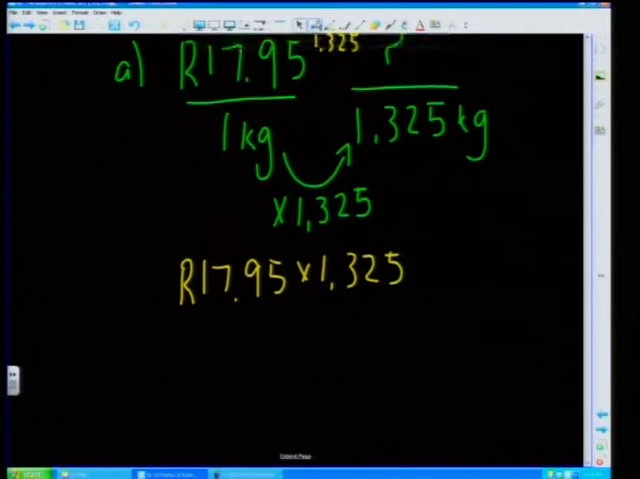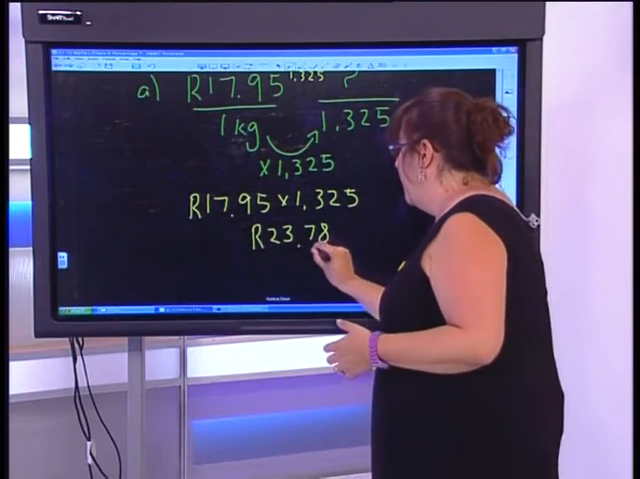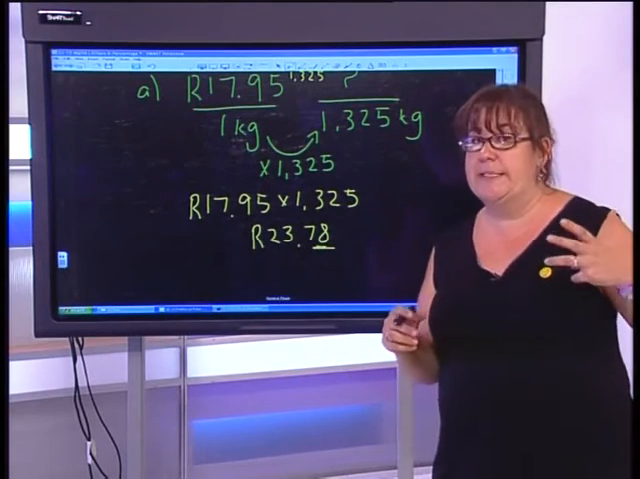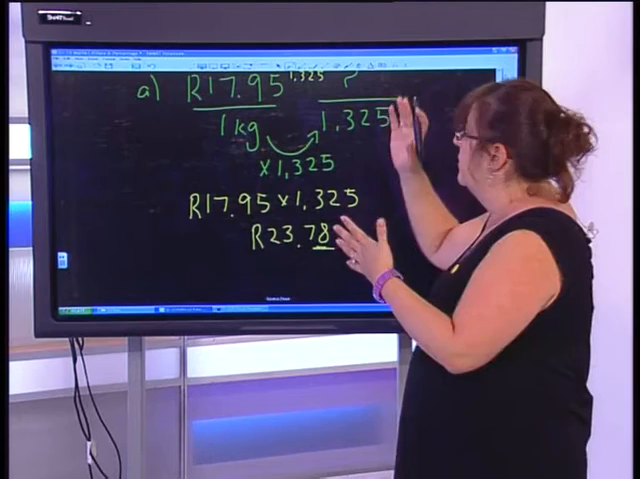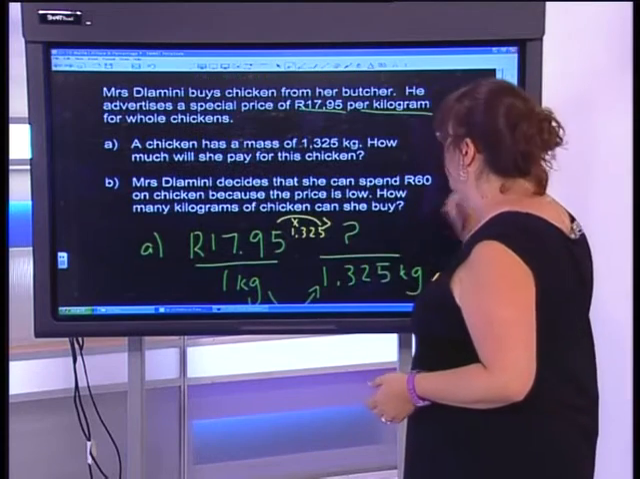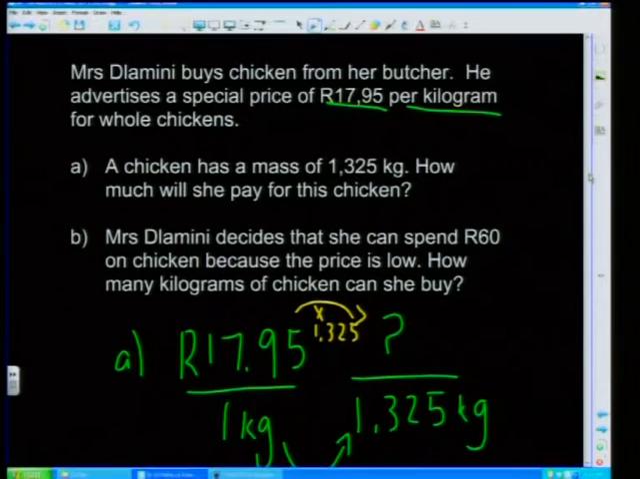So back to my answer was 23 Rand 78. Hey, a number that's bigger, I'm happy with a number that's bigger. Remember, it's money. Money is always 2 decimal places. And I think that we've answered the question. Let's just double check. Here's a chicken, has a mass of 1,325 kilograms. How much will she pay for this chicken? We have answered the question.